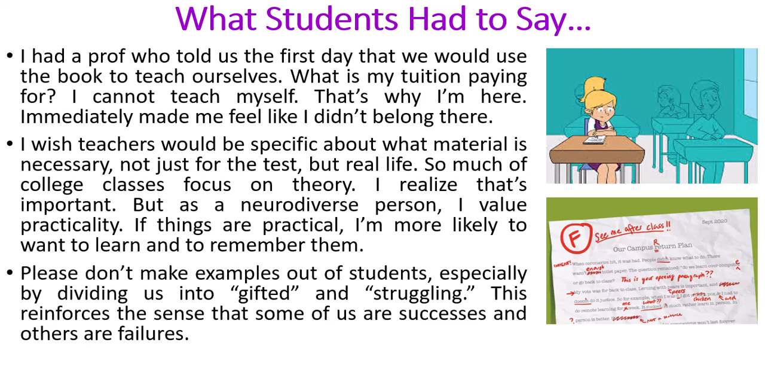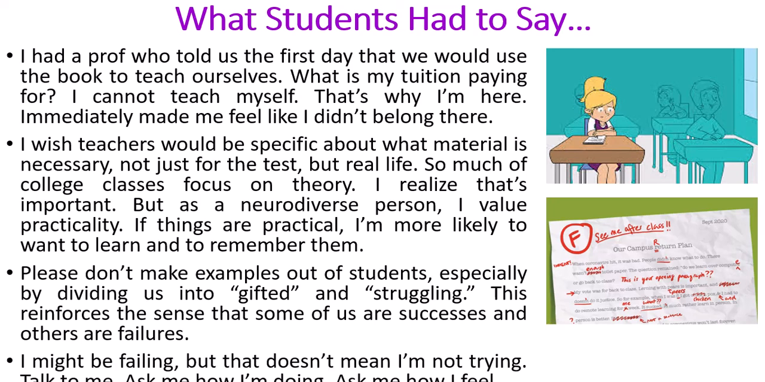Please don't make examples out of students, especially dividing us into gifted and struggling. It reinforces the sense that some of us are successes and some of us are failures. Yeah, again, that's looking at it as a disability model as opposed to the neurodiverse model and looking at people's strengths.